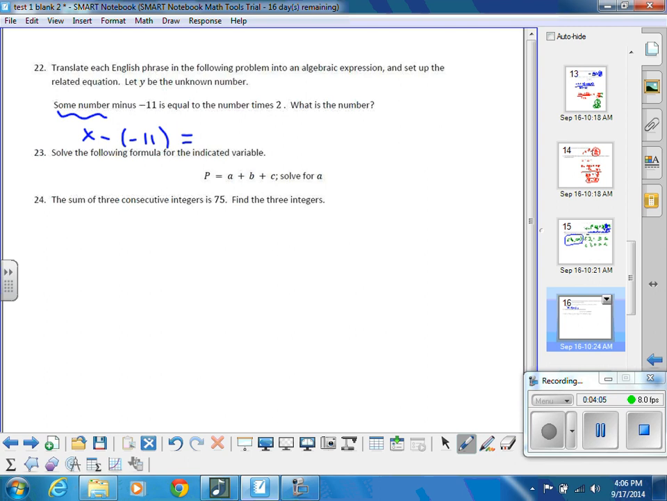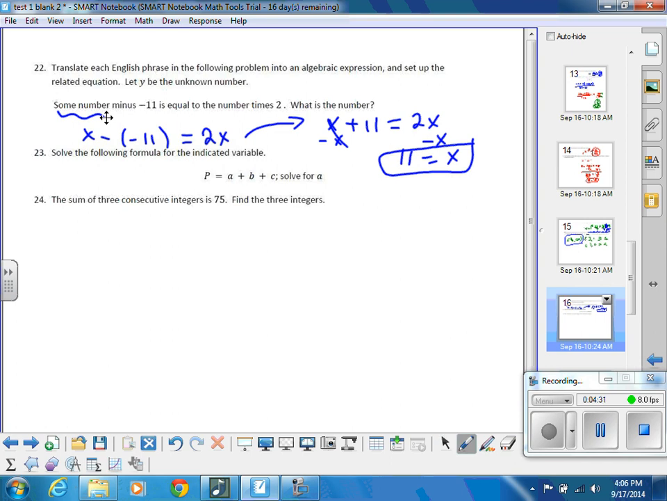Now, you want to write 2x and not x2. That's not going to look right, okay? I'm going to do it like that. I want to know what is the number. So now it's time to solve it. Let's take it over here. I'm going to go ahead and simplify that minus negative and make it 11 plus 11 is equal to 2x. Now I just minus the x over here, minus the x over here, and 11 plus 11 is equal to x. So I solved it. That's my answer.